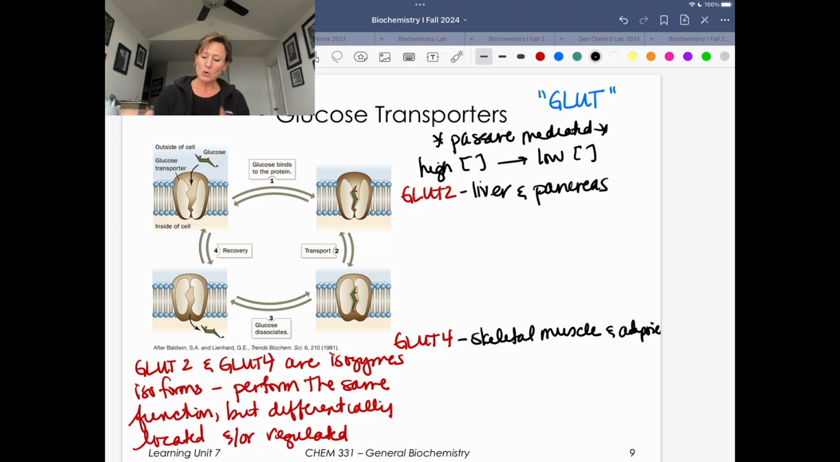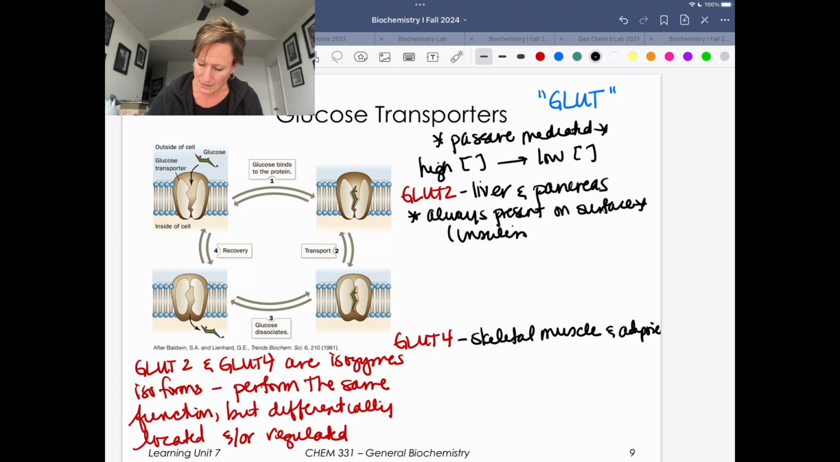Okay, so GLUT2 transporters are always present on the cell surface. So always present on the surface. And importantly, they are insulin insensitive. Contrast that to our GLUT4 receptors, which are insulin sensitive.